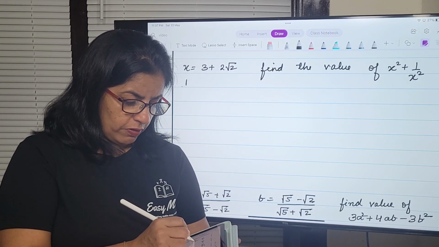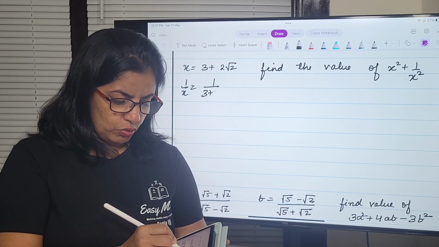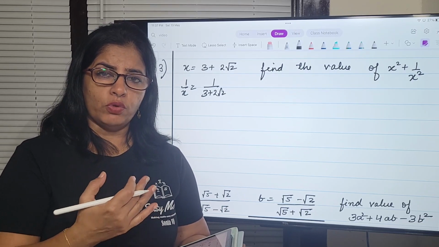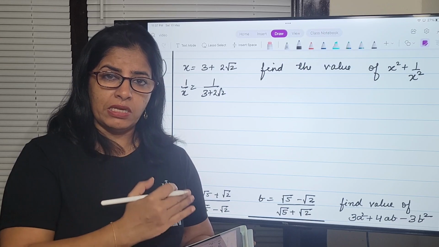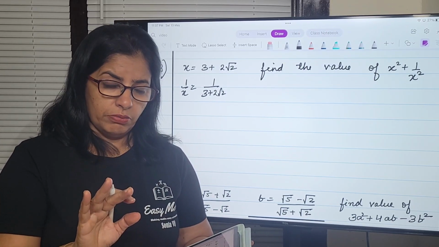For this you have to find 1 upon x. This will be 1 upon 3 plus 2 root 2. Now if you square this, it will take more effort. You'll have to do a lot of cancellation. So we rationalize this right now here only. This is an application of rational numbers again.